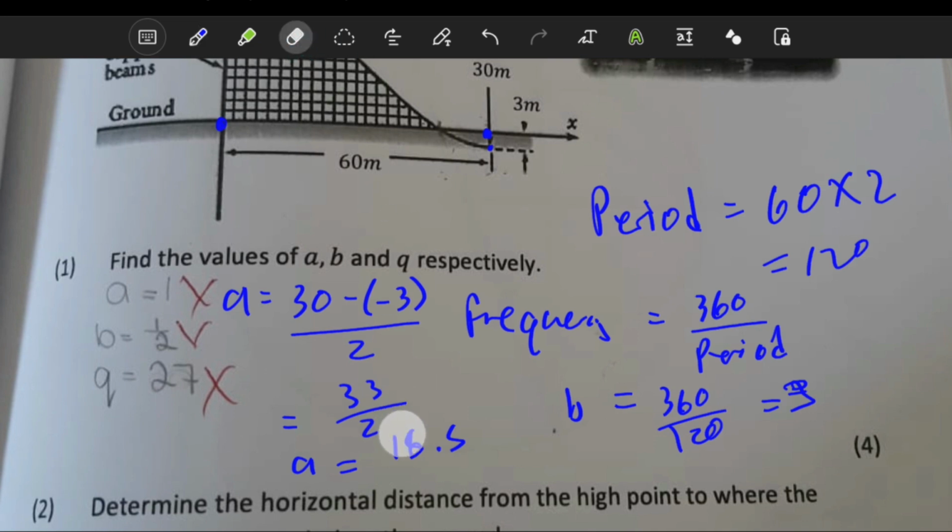It's just going to be 16.5. This looked like 18.5, so let me change that. 16.5, so that's A, amplitude. B is for frequency.